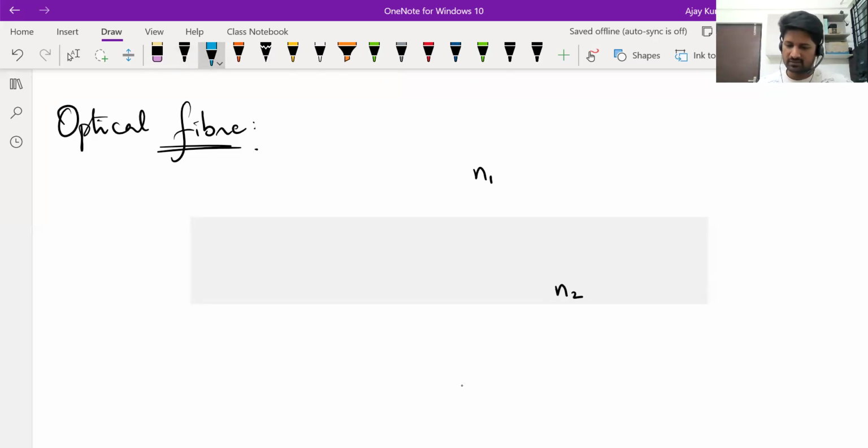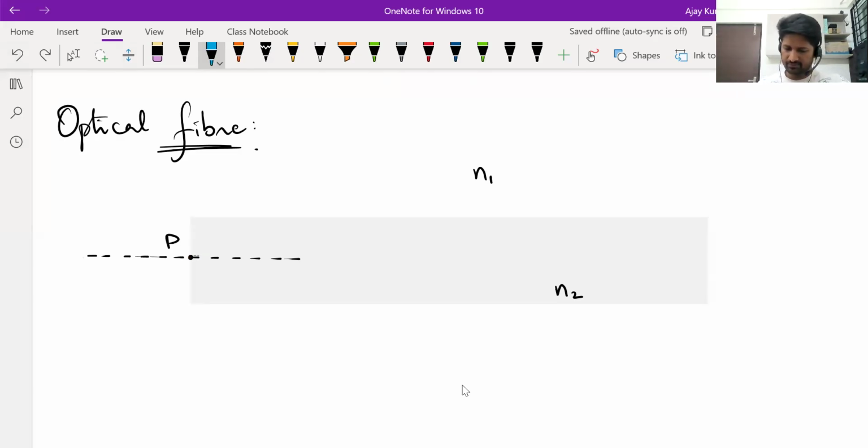Now assume some light is incident at this point P. We'll take P as the point of incidence. If a ray is incident along this normal, Rishi, tell me, how is it going to pass? Sir, it won't deviate, it will pass straight. Okay, so that ray is not of much interest to us.